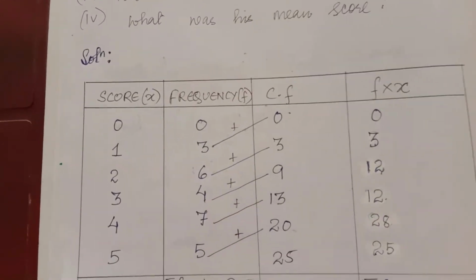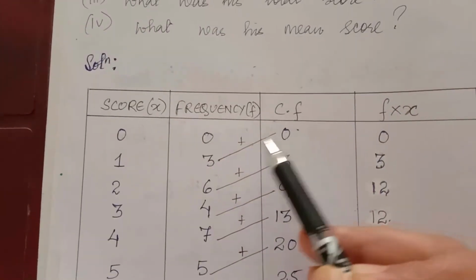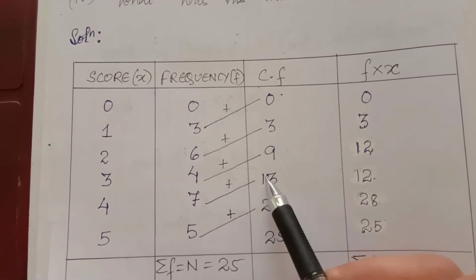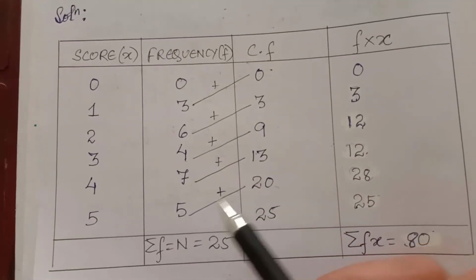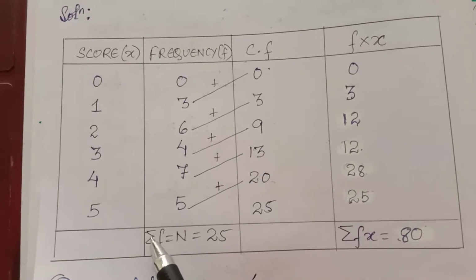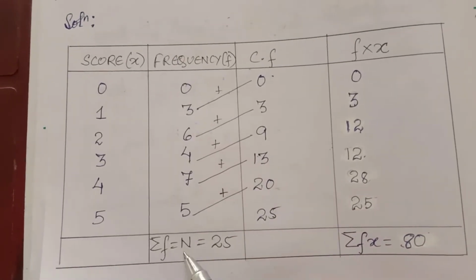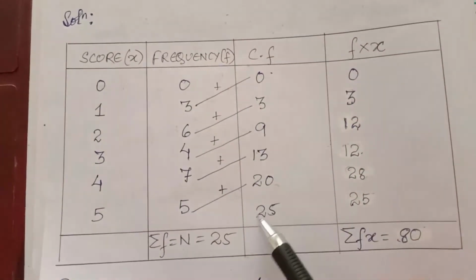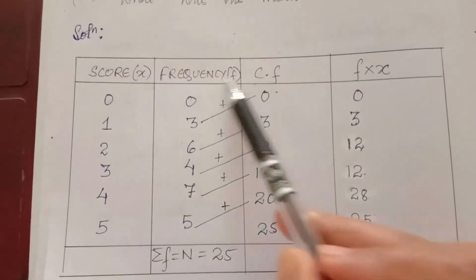So 0 will remain 0. The second one is 0 plus 3, 3. 3 plus 6, 9. 9 plus 4, 13. 13 plus 7, 20. 20 plus 5, 25. So summation f, or n, are the same. You have to add all this, and you will get 25 here. This is for your median.